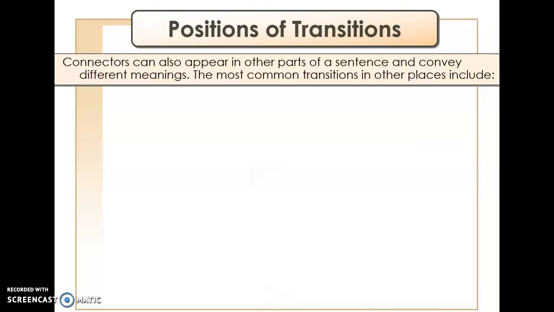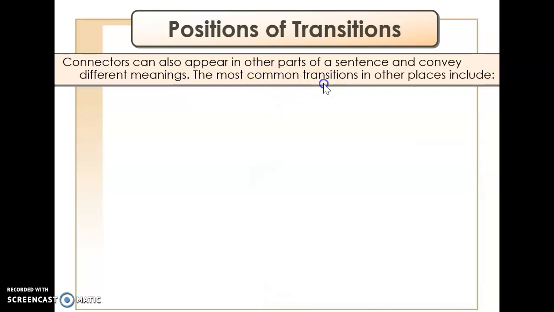Hi students, let's go ahead and talk about positions of transitions. So in this lesson, we've mostly learned that these transitions can come maybe at the beginning of a sentence, followed by a comma, or a transition can go in between two independent clauses with a semicolon and a comma. However, connectors can also appear in other parts of a sentence and convey or communicate different meanings.